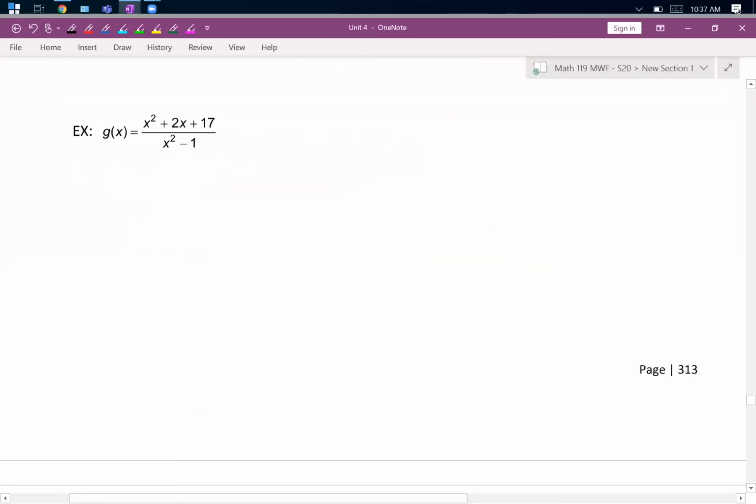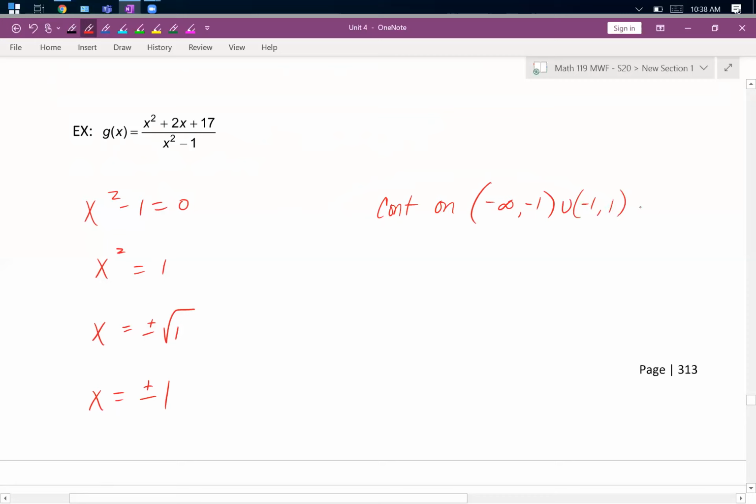All right, now we have a rational function. What do we need to do to find its domain? Set the denominator equal to 0. You got it. Set the denominator equal to 0, solve, and exclude. We're going to get x is plus or minus the square root of 1. So we need to exclude plus or minus 1. So we're going to be continuous from negative infinity to negative 1, negative 1 to 1, and then 1 to infinity.